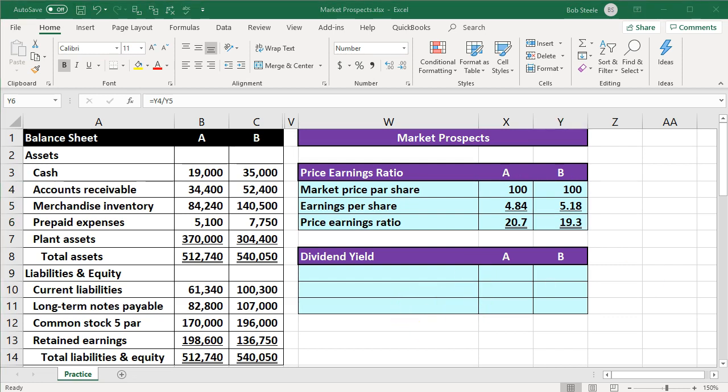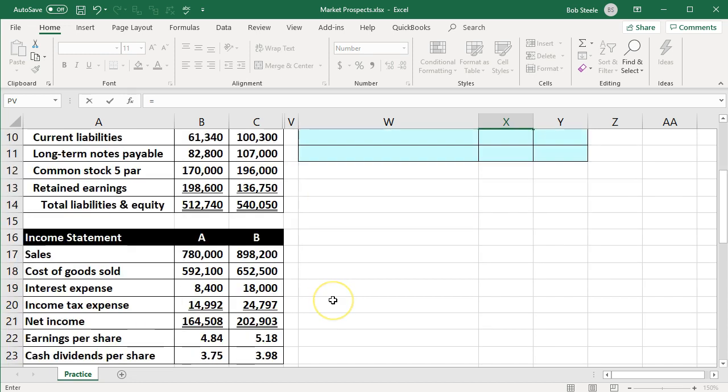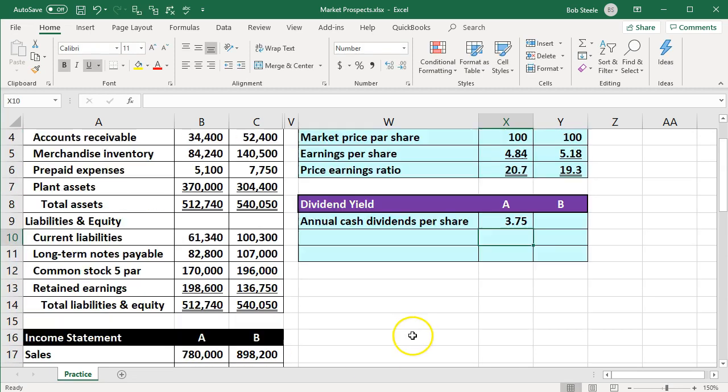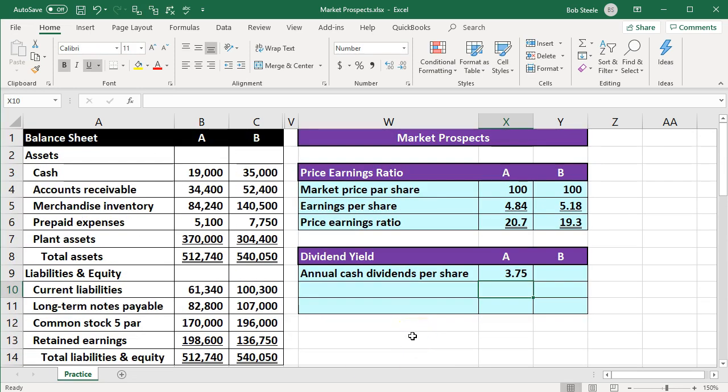Next, we'll take a look at the dividend yield. So for the dividend yield, we're going to start off with the annual cash dividends per share. And this is going to be equal to, if we scroll down to our data, the 3.75 cash dividends per share. Now note, annual cash dividends per share, similar idea, similar calculation. We'd have to take a look at the dividends that were given during the year, and we can divide that by the number of shares that are outstanding in the year to get the annual cash dividends per share.